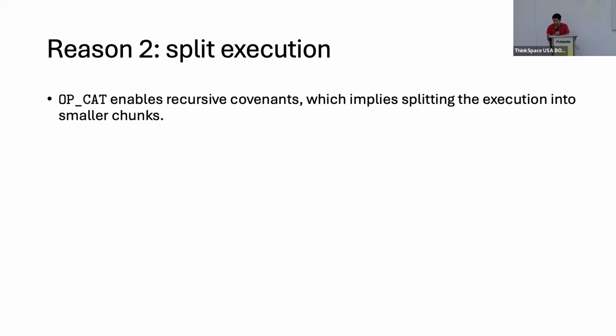Okay, and OP_CAT can have recursive covenants. So if you have a big transaction, you can also always split it into smaller chunks so that all the blocks can still carry something. This is also useful because, unless you really want your big transaction to be settled in one block, this will provide more flexibility.